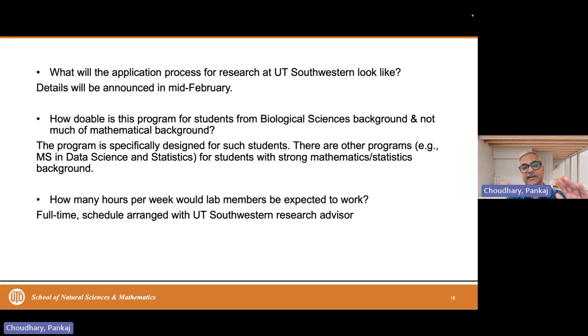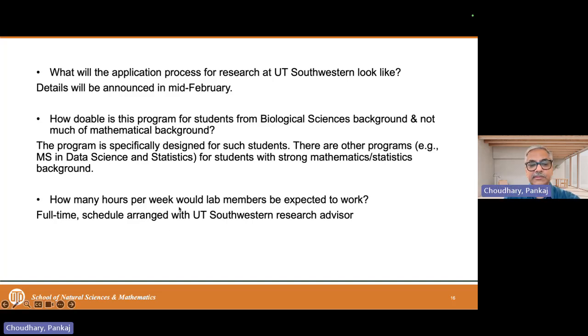And like I said earlier, the program is specifically designed for students who don't have much background in data science, statistics, computer science or mathematics. There are other programs, for example the MS in data science and statistics program, for students who have a strong mathematics and statistics background. So this program is specifically designed for people who don't have much math, stat, or CS background.